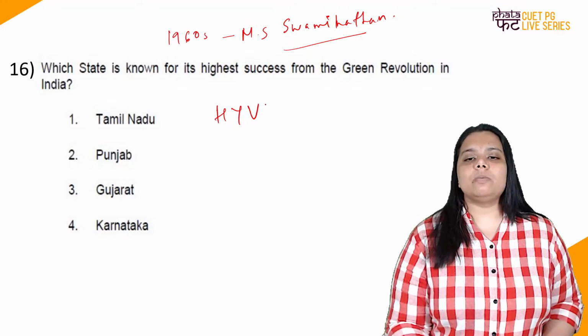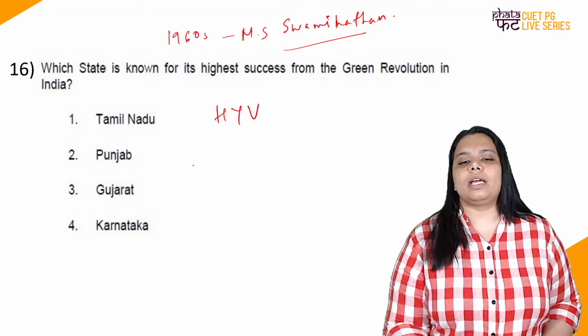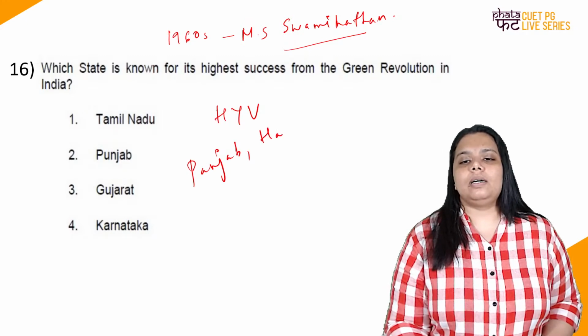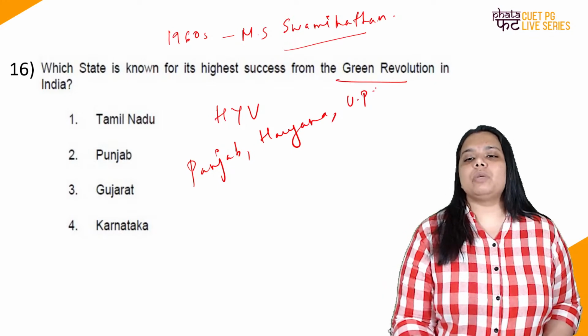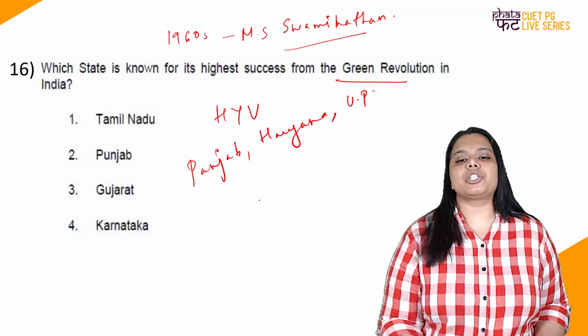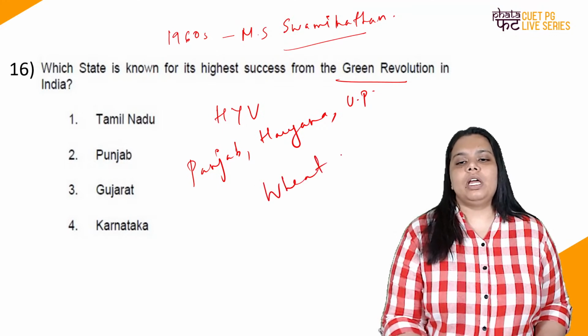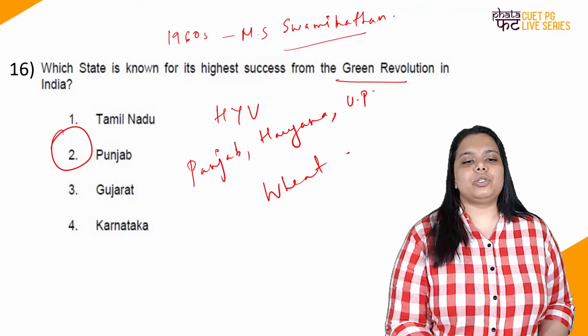The three states that were most successful are Punjab, Haryana and UP. And the Green Revolution was more successful in the case of production of wheat. So from this, the answer is option 2, Punjab.